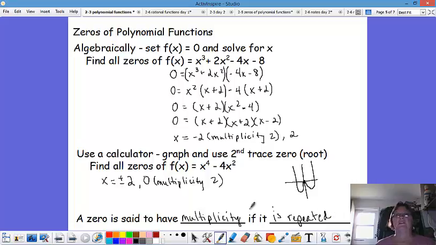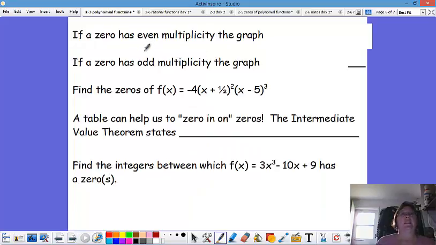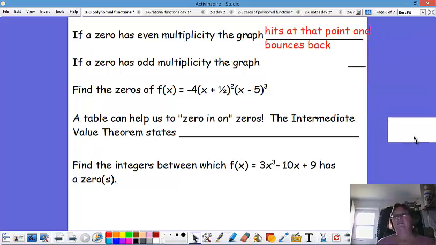All right, very good. So we solved by factoring, we solved with our calculator. Let's look on and see what we have. Just some helpful tips here. If a 0 has even multiplicity, okay, that means a multiplicity of 2, then you will be assured that the function hits at that point and bounces back. In the one that we looked at, it came and hit it on the way up and on the way down, bounced back at that point of multiplicity.